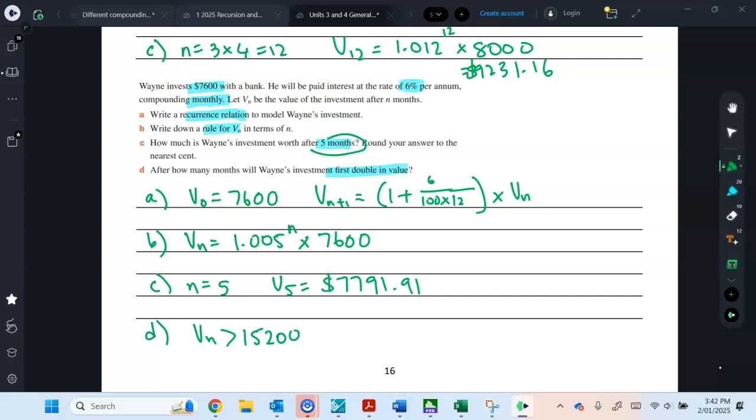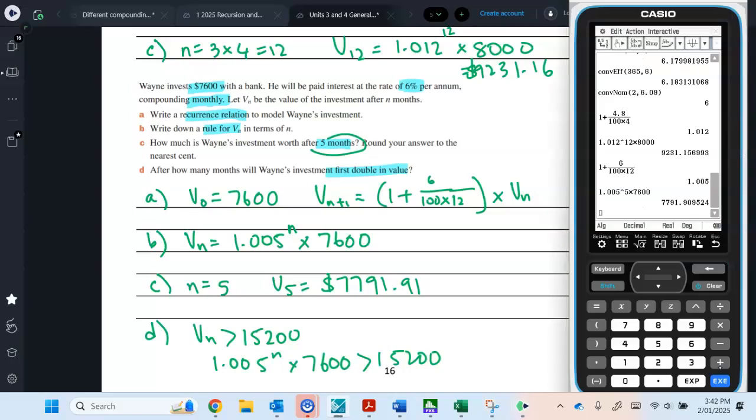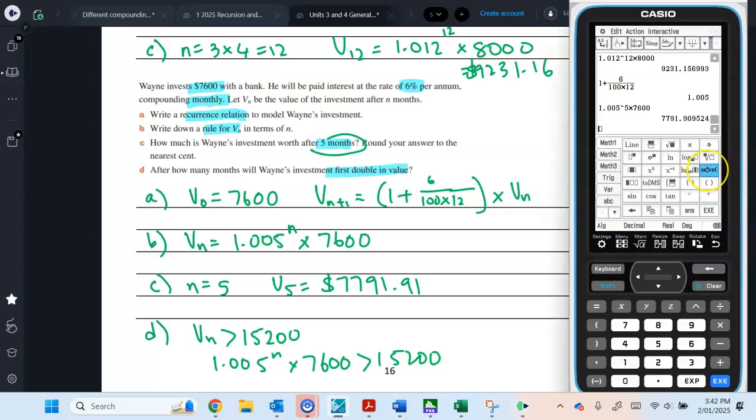Yeah, just had to check that. All right, so we want it to be greater than 15,200, so we can do that on our calculator. All right, so let's get that on. We can just solve that if the calculator wants to work. So 1.005 to the power of x times 7,600, and we want that to be greater than 15,200.